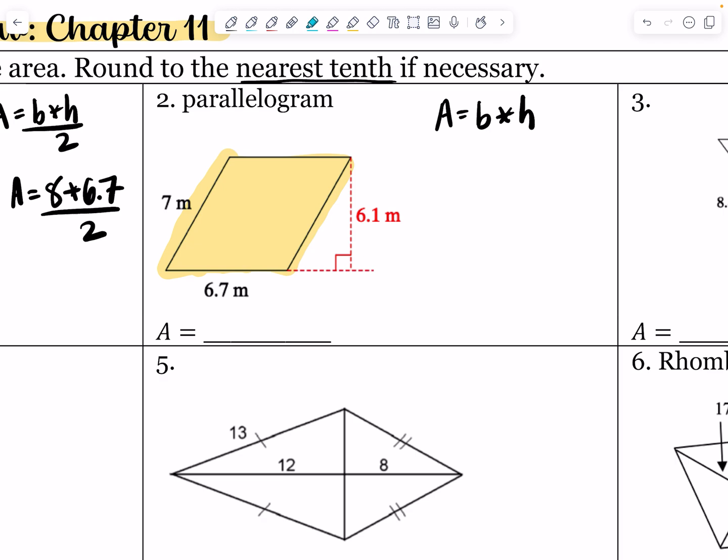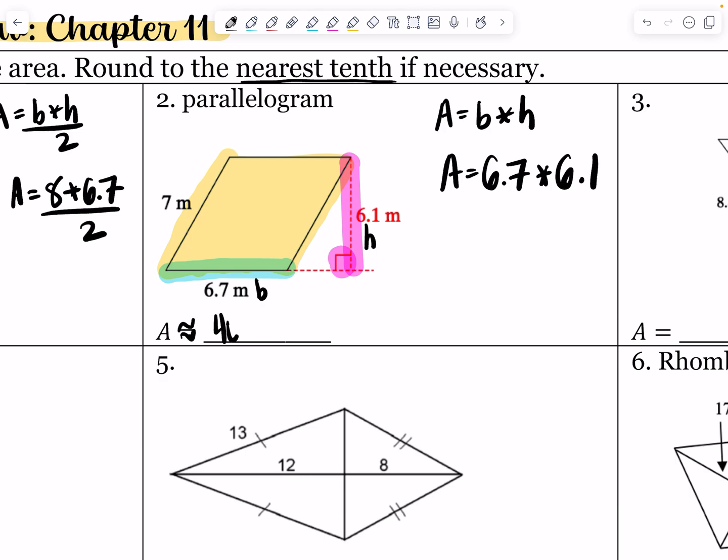So again, we want to get our base height combo that is listed. Technically, we have 4 bases, 2 sets of which are matching. But the ones that are going to be perpendicular to each other are this 6.7 and this height that is exterior. And so I've got my base here and my height. Again, that's a dotted black line, so I don't include it. And so that's going to be area equals the base, 6.7, times my height, which is 6.1. So 6.7 times 6.1 is going to give me, when I round it, about 40.9. And again, my units are going to be squared, so meters squared of area on the shape.